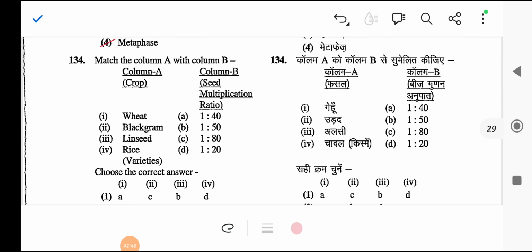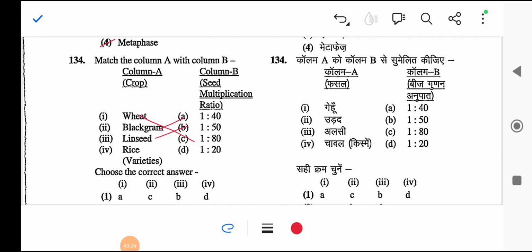Next, match. Wheat is 1:80. Black gram is 1:40. This is the seed multiplication ratio. Wheat is 1:80, black gram 1:40, linseed is 1:50. So wheat and black gram are totally opposite. Linseed is midway, 1:50, and half of the wheat is rice.